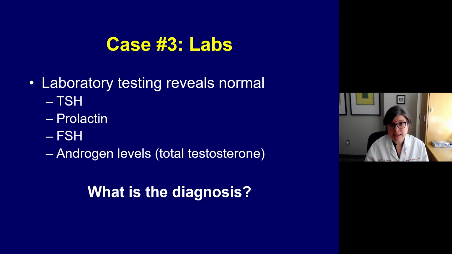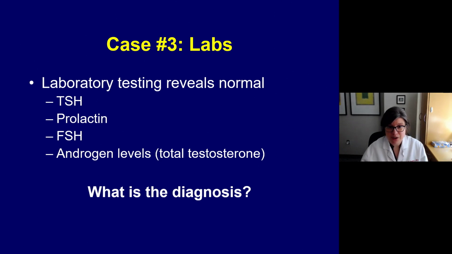Another one that's fallen out of favor is DHEAS from the adrenal gland. We secrete DHEA, and then that can be sulfated. The reason is that it really doesn't add much in terms of the diagnosis, and there could be variability in accuracy of the lab where these assays are performed. So in this patient, she had a TSH, prolactin, FSH, and androgen levels, specifically total testosterone, and all of these were normal. So the question is, what is her diagnosis?